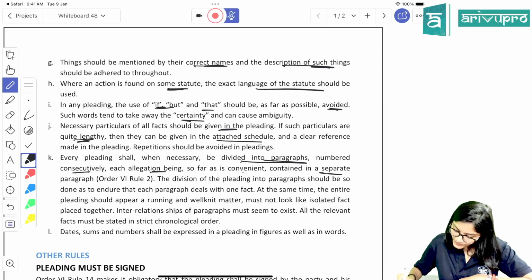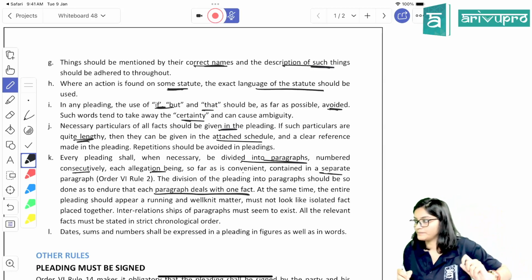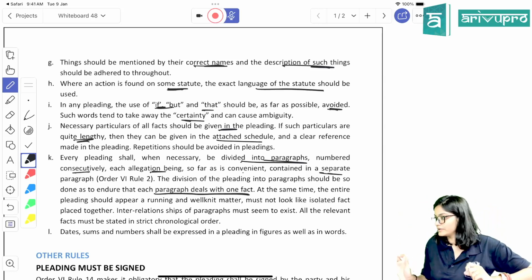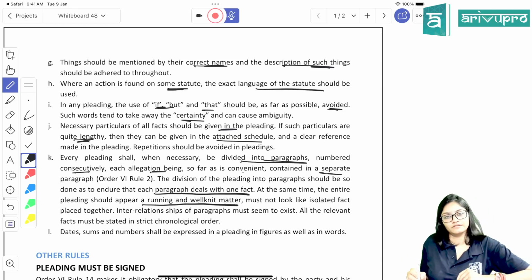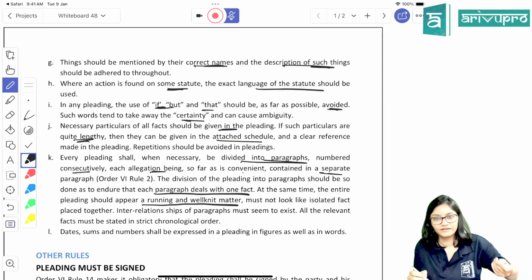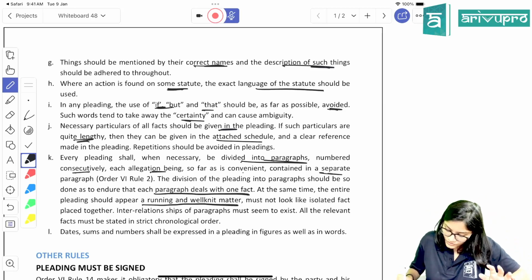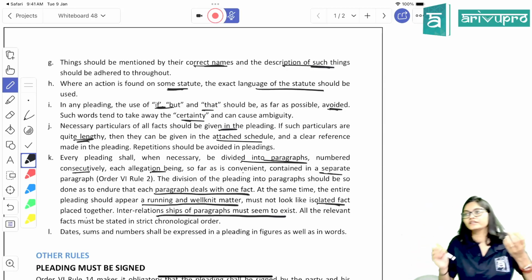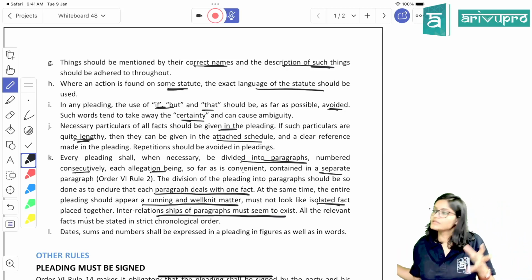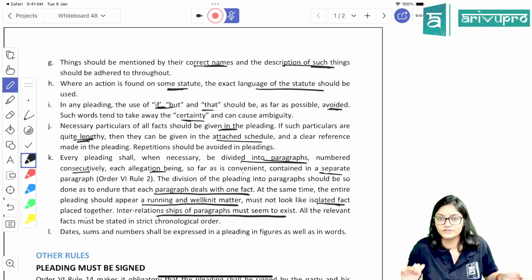The division of the pleading into paragraphs should be done so as to ensure that each paragraph deals with one fact separately, so that it becomes easier for everybody. At the same time, the entire pleading should appear in a running and well-knit manner, basically in a logical manner. You will frame it logically. Isolated facts must be placed together, and interrelationships of paragraphs must seem to exist. I always told you that we write penalties later on in drafting also. Similarly, when you are making a pleading, mention the facts so that they are related to each other.